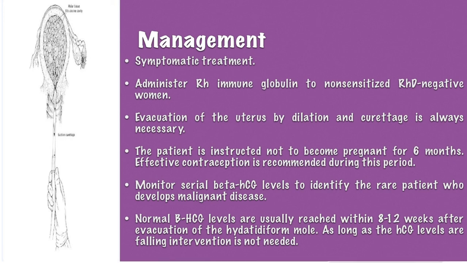Monitor serial beta HCG levels to identify the rare patient who develops malignant disease. Normal beta HCG levels are usually reached within 8 to 12 weeks after evacuation of the hydatidiform mole. As long as the beta HCG levels are falling, no intervention is needed.